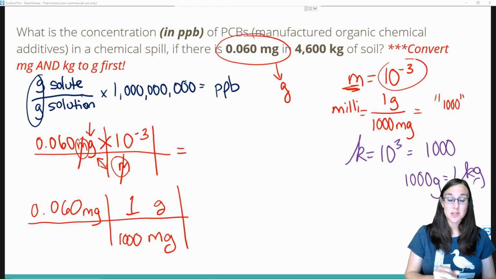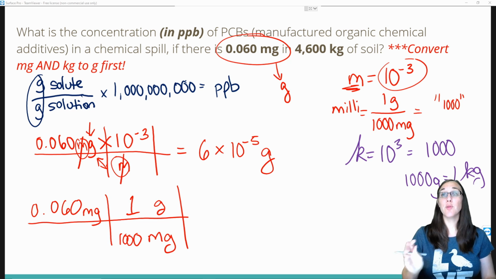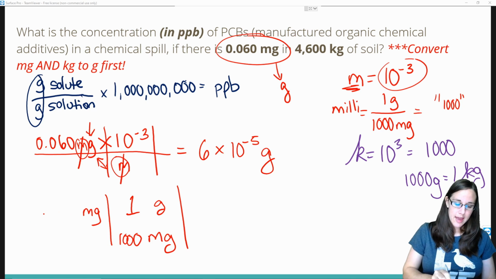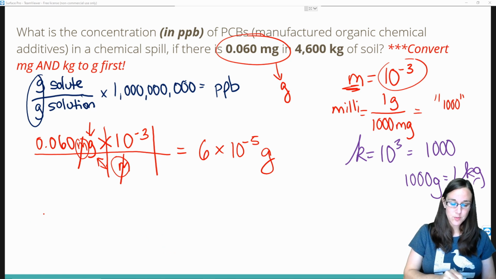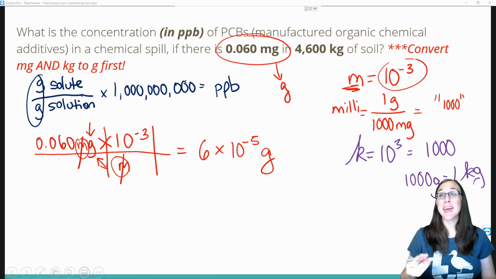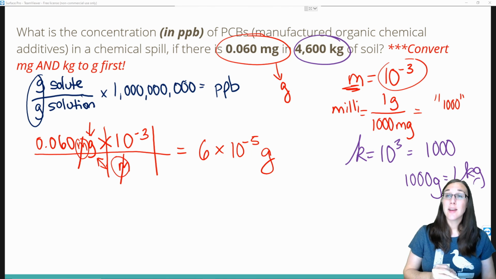So if you multiply 0.06 times 10 to the negative 3, you should be getting 6 times 10 to the negative 5 grams. If you do the same kind of idea with the bottom one, the 0.06 divided by 1,000, you will also get 6 times 10 to the negative 5 grams. It's just two different ways of converting, two different ways of thinking about it. So let's go ahead and convert the kilograms now as well. And remember, we are doing this first because we can't plug in our values until we have everything in grams. So let's check out our kilograms now.